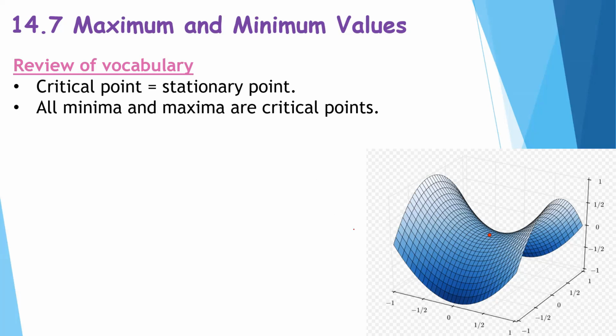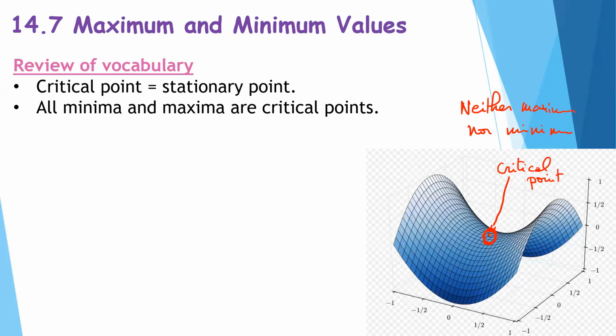Something else, and this is an example here. So this point in red here is a critical point. This point is a critical point, but it's neither maximum nor minimum. It's not a maximum or a minimum value.